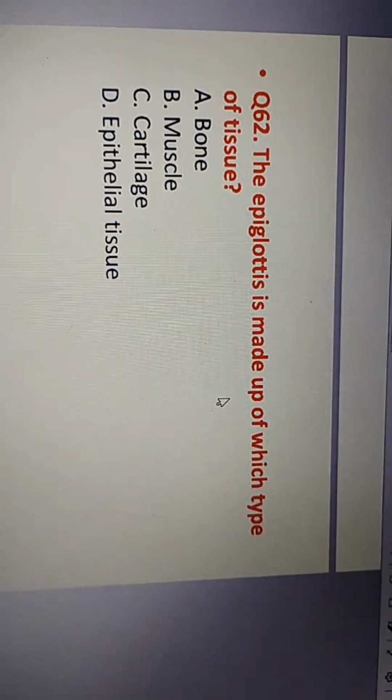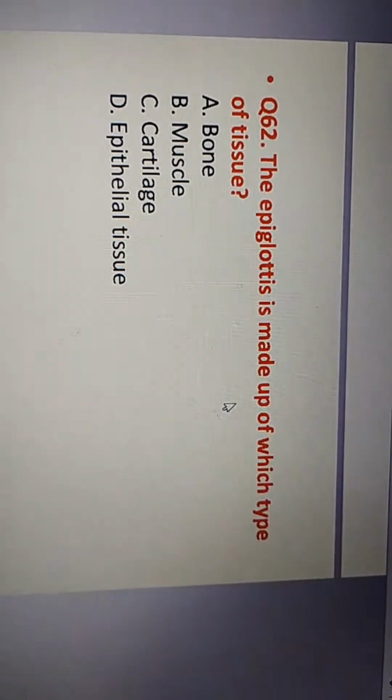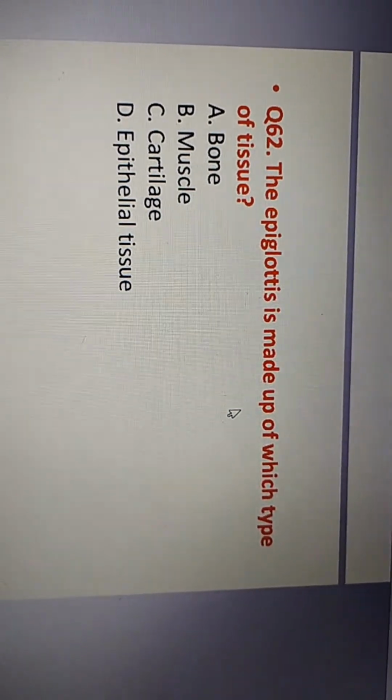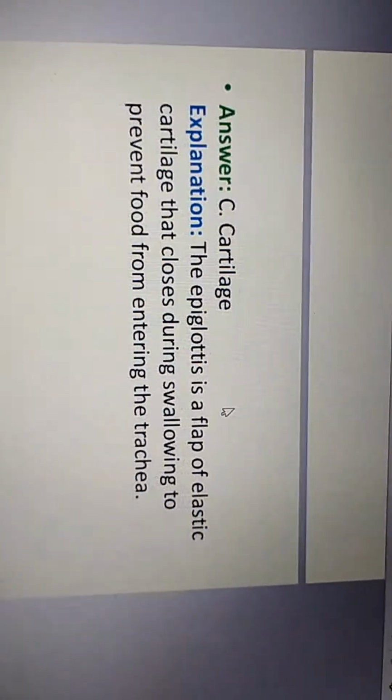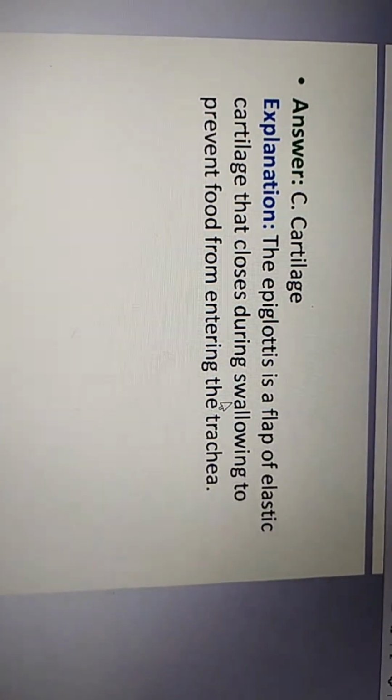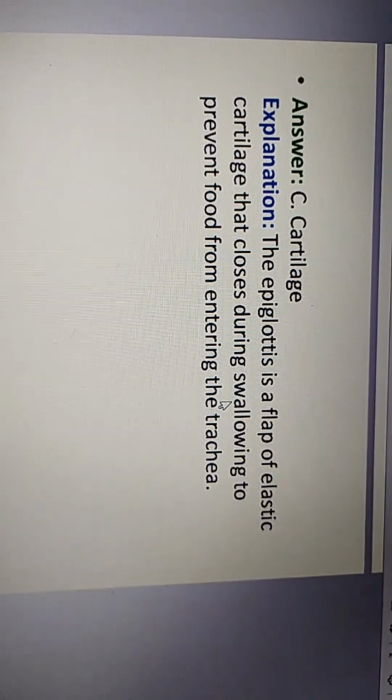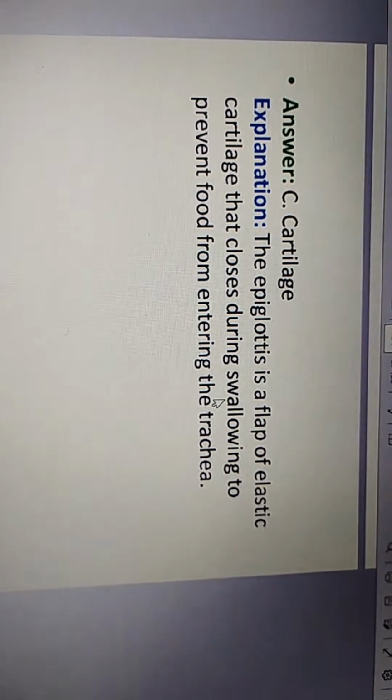The epiglottis is made up of what type of tissue? Option A bone, option B muscle, option C cartilage, option D epithelial tissue. The correct answer is option C cartilage. The epiglottis is a flap of elastic cartilage that closes during swallowing to prevent food from entering the trachea.